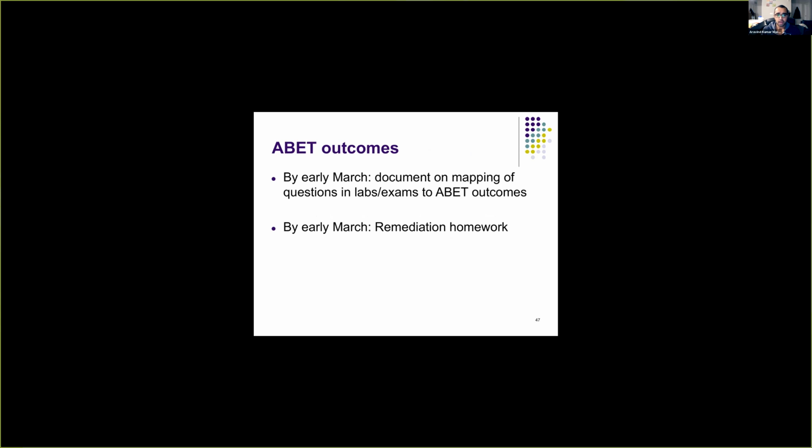Regarding ABET outcomes, by early March we'll have the document explaining the mapping of labs and course content to various ABET outcomes. And we'll also have remediation homework again by early March.